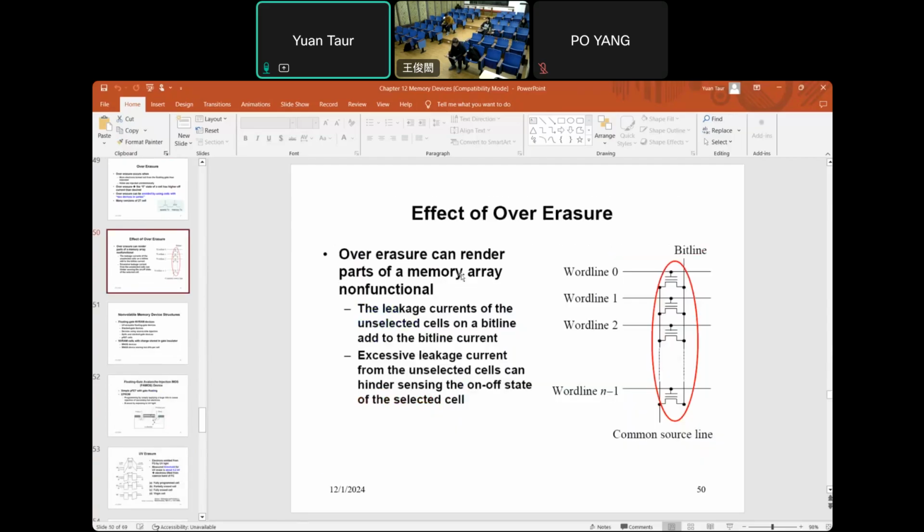Okay? So if one of the devices is over erased, then that device actually has a negative VT. If it's negative VT, then it doesn't matter what the word line is, it's always turned on. So in that case, you cannot read it anymore. Okay? So over erasure is a big problem for a fresh array to work properly.